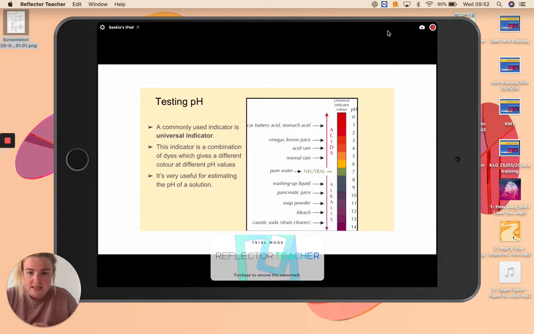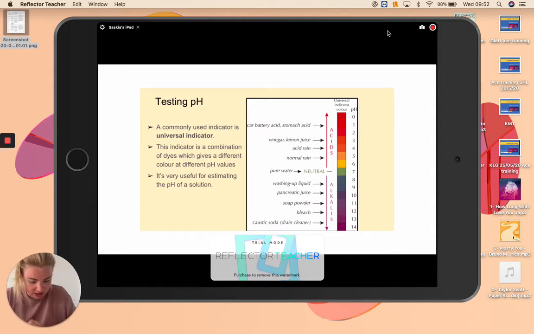A commonly used indicator is the universal indicator. There are other indicators, but the best one to use is the universal indicator because it's easy to work out the colours. It's a combination of dyes that gives you different pH values. It's very useful in estimating. It's not 100% accurate. If you were looking for accuracy, we'd use something called a pH meter, which would give you an exact reading to a decimal place. So that would be an inaccuracy of the universal indicator experiment.